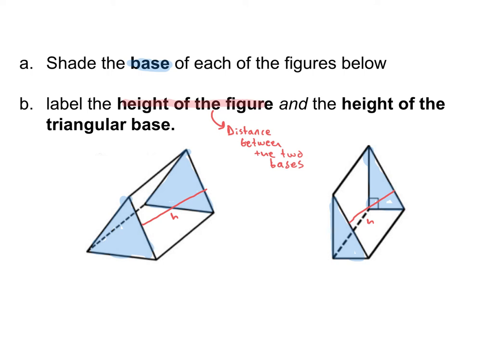Okay, and then I'm going to do green for the height of my triangular base. So when we're talking about height of a triangular base, again, that is the distance from the bottom of our triangle to the highest point. So that is a different height. That would be the height of my triangle. Hopefully that makes a little bit of sense. It gets tricky when we're finding volume.